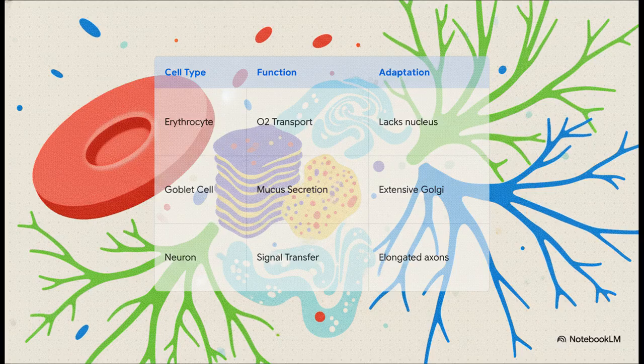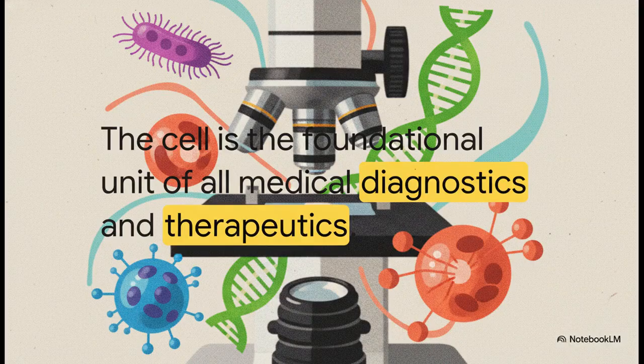Form always dictates function. When we pull it all together, the cell remains the absolute foundational unit of all medical diagnostics and therapeutics. By bridging the gap between abstract microscopic structures and tangible health outcomes, we can trace pretty much every clinical symptom right back to a specific cellular or organelle failure. Whether it's a bacterial infection, a mutated p53 gene causing a tumor, or a faulty lysosome, the answers are always found by looking through the lens at the cell.